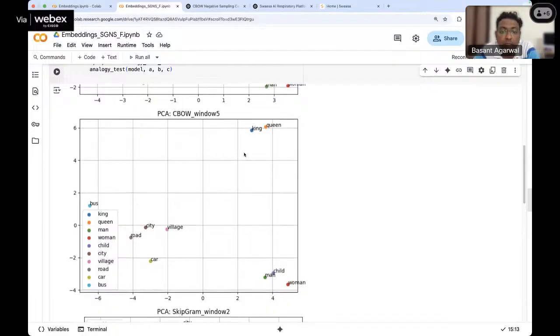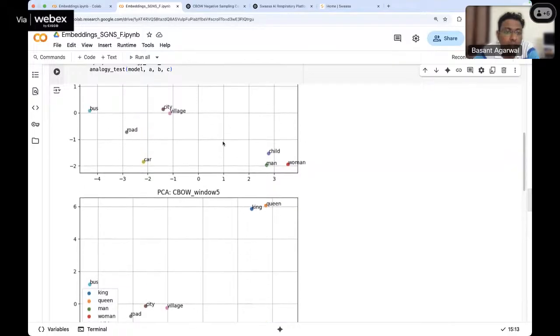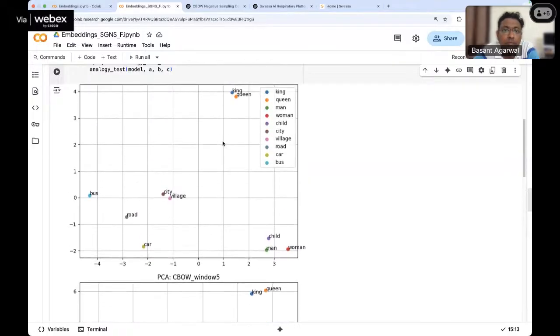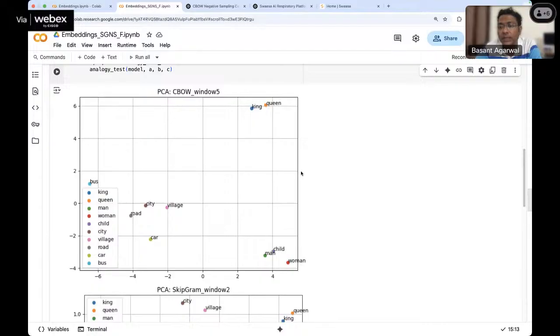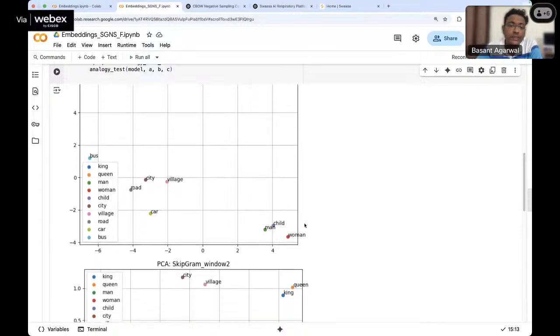And when we increase the context size, you can see it is slightly closer, but I cannot observe much impact. Sometimes when we increase the window size, more contextual information is there, so more information with respect to semantics will be included. But probably for these examples and embeddings, the difference is not that visible.